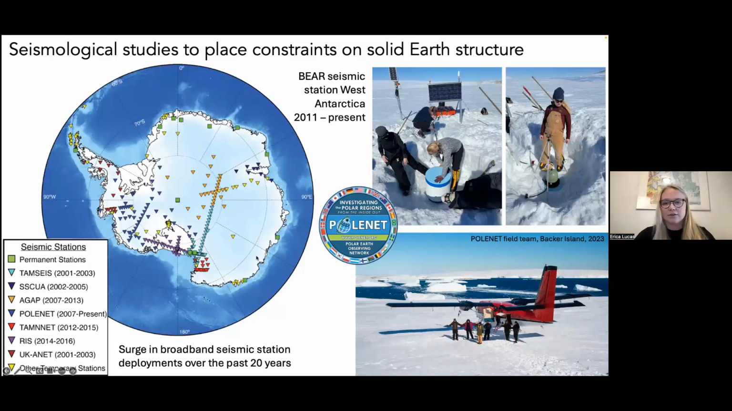Just for a bit of context on what these stations look like, we deploy these seismic stations directly onto the snow or ice, and then they'll get buried. And unlike other seismic stations around the world, where the data is telemetered back to some sort of central data center, if we don't actually go and pick up the data from these stations, we never get that data. So it's pretty critical that we actually go to these sites and pick up the data, or we won't have the means to better constrain solid Earth structure.